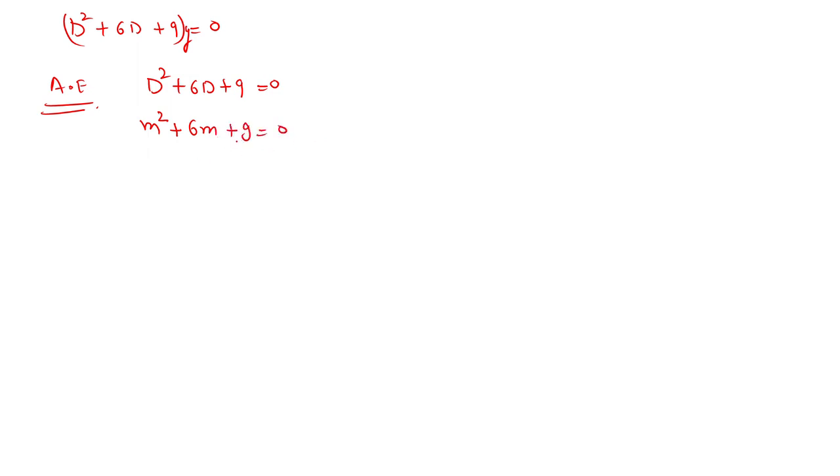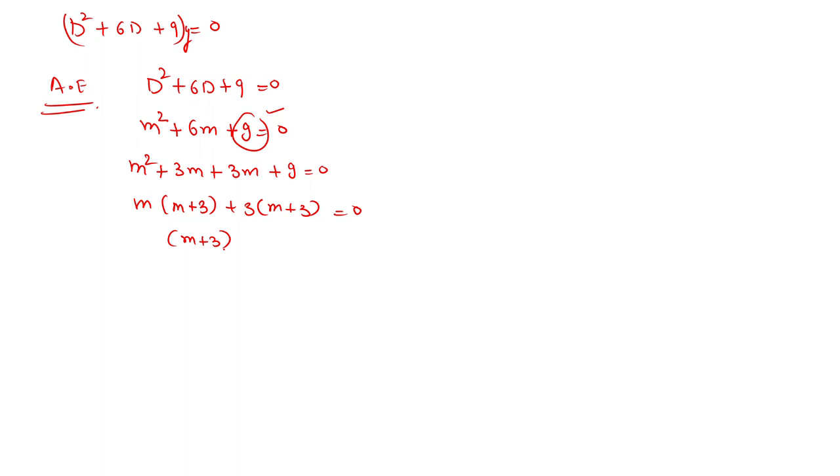Now we have to find its roots. How can we split the middle term of m square plus 6m plus 9? It is m square plus 3m plus 3m plus 9 equal to 0. It is m into (m plus 3) plus 3 into (m plus 3) equal to 0. M plus 3 here, again m plus 3 is equal to 0. So we have two roots, m is equal to minus 3, minus 3.